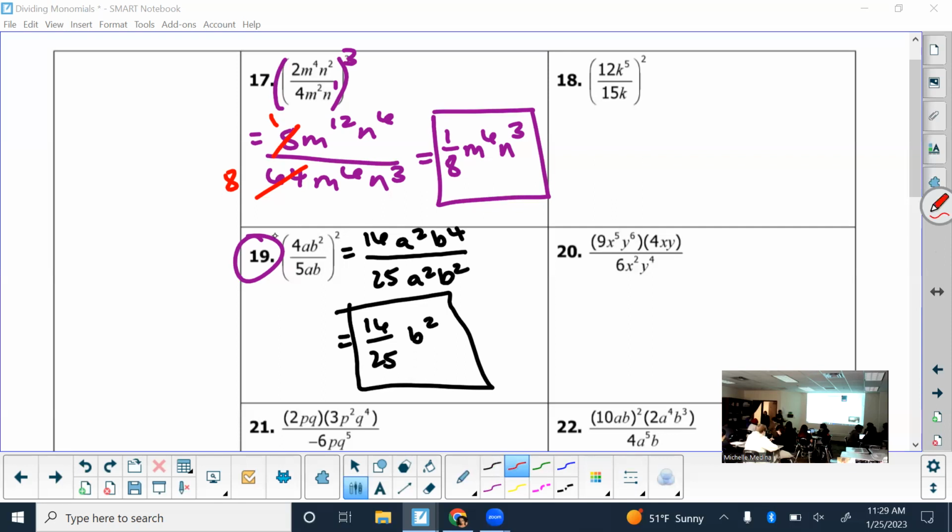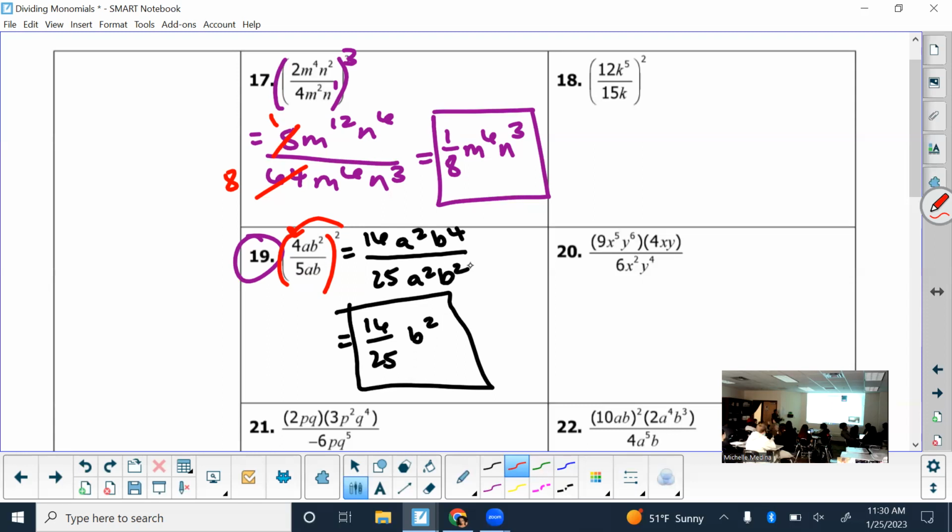So then 4 squared is how I got 16. And then, of course, I'll apply that power rule to the variable. So it'll be a to the 1 times 2, which is 2. B to the 2 times 2, which is 4. And then don't forget, since it's around this entire fraction, you have to do it to the denominator too. So 5 squared is 25. A to the 1 squared is a squared. A to the 1 times 2 is 2. Questions there?